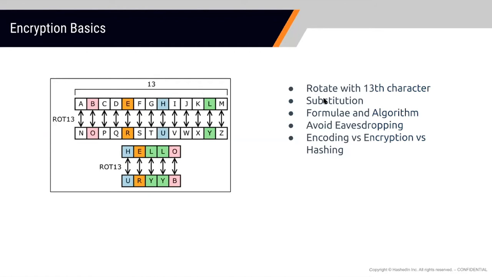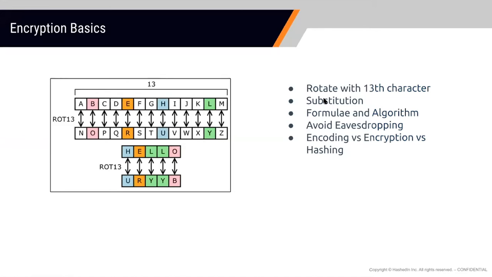Here substitution was being used, but complex modern algorithms have a lot of formulas and algorithms underlying them. So a lot of mathematical calculations go on underneath, and you don't know. So these are not as simple as ROT13, but a lot more complex. The whole point of encryption is to avoid eavesdropping, right? So nobody in the middle of the conversation should be able to read the message, right?